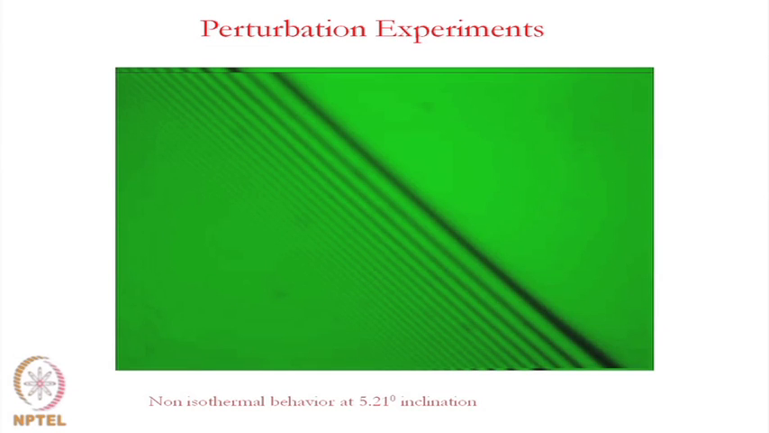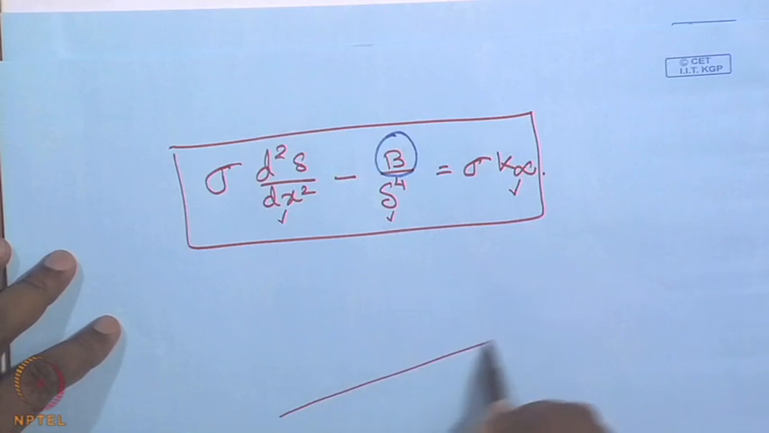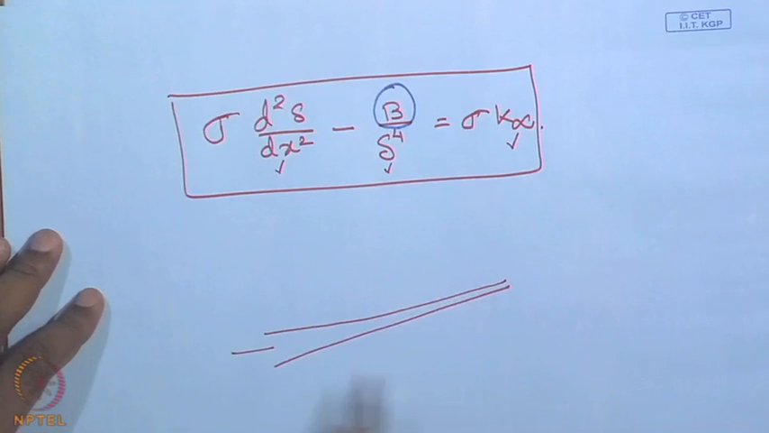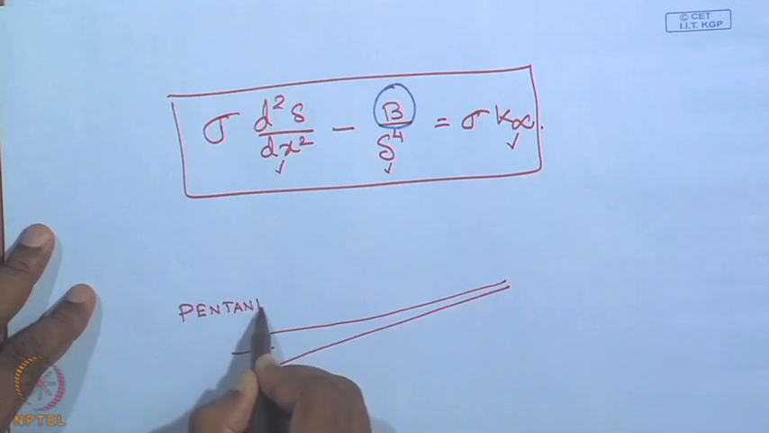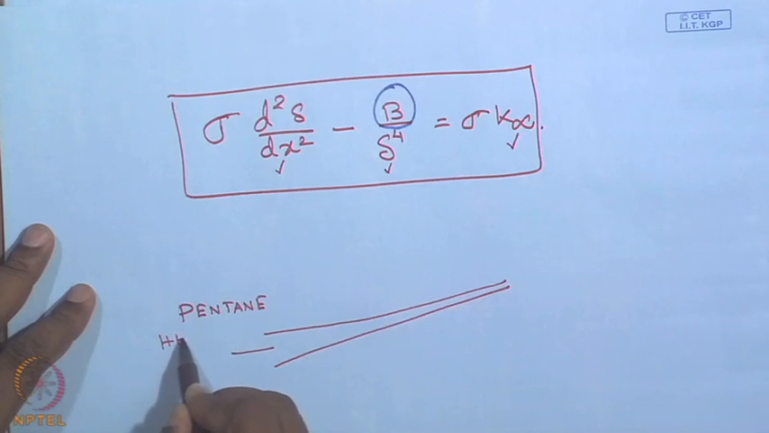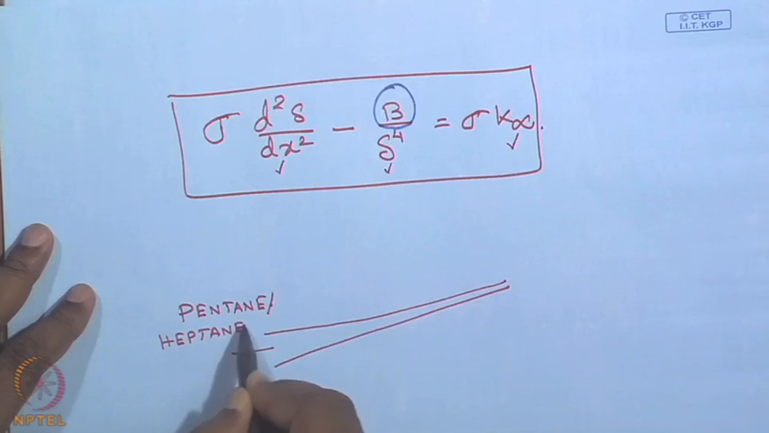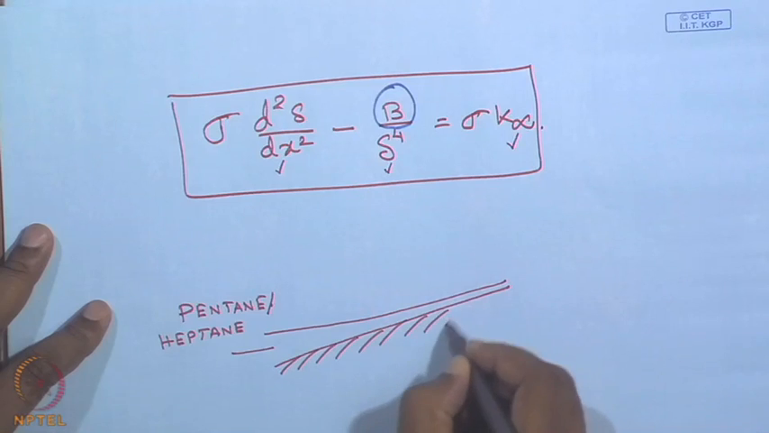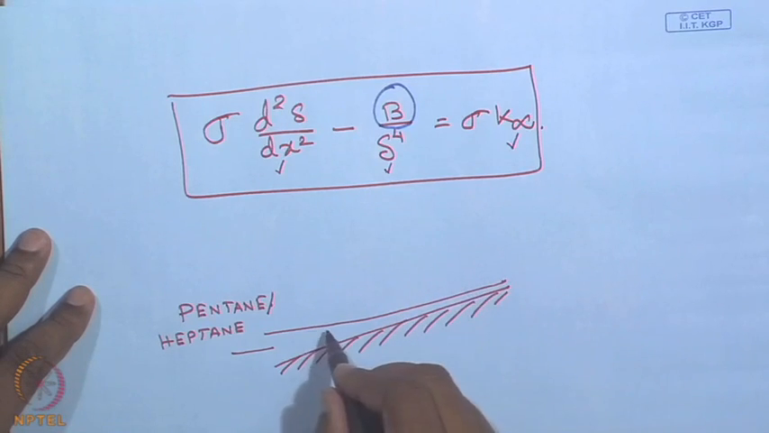So, what we do is we take a silicon surface with a thin film. In the experiments that I am going to show here, the thin film used is pentane, though we have done similar studies with heptane as well. So, it could be pentane, heptane, octane, etc. A thin liquid film forms on the solid, it moves forward, and at equilibrium we have such a surface.